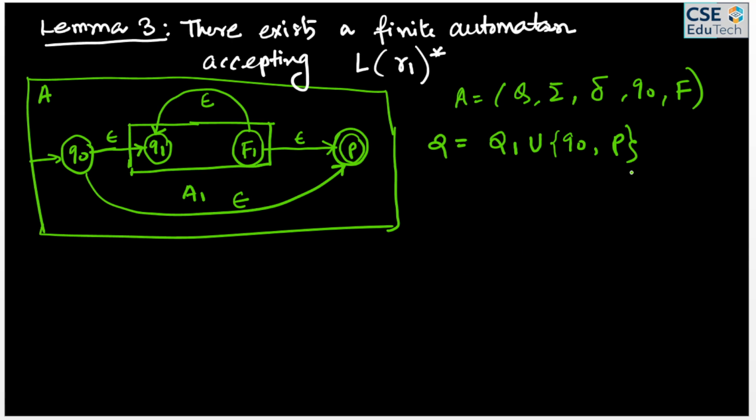Clear? So here Q naught is the initial state, and P is another state, which is considered the final state. So F will be P. Right? The final state will be P. Now, how do we define this delta? Delta can be defined as follows.